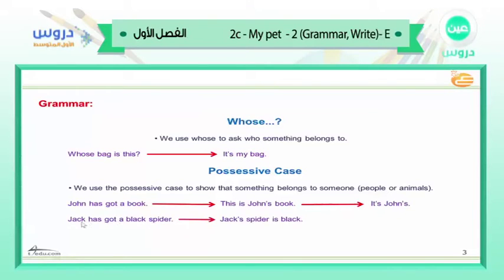Okay, another example. Jack has got a black spider. Jack's spider is black. Okay? So, is it understood? Whose and possessive case? Okay, very nice. Let's go to the next.